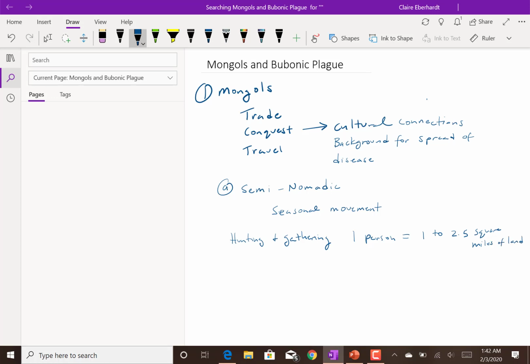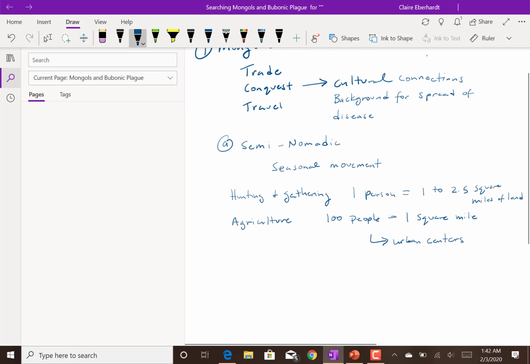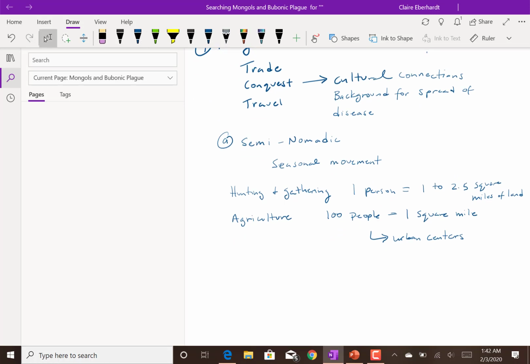Okay, now agriculture, the farming: 100 people are supported by 1 square mile, which is what creates urban centers, cities, and all of that. All right, so that's extremely important for understanding density and population and why you can stay in one place.